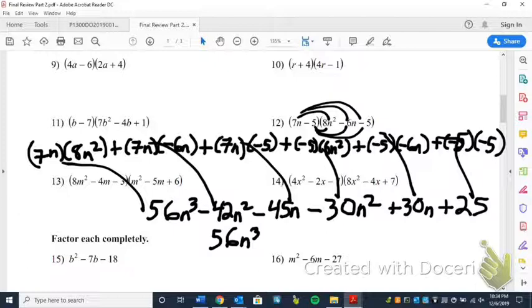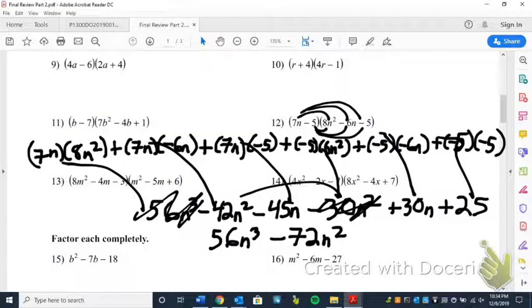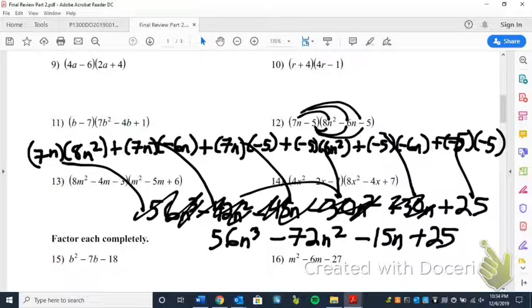We then have two n squareds, negative 42 and negative 30. So that's going to become negative 72n squared. And then we have our n's, that's negative 45 and plus 30. So we get negative 15n plus 25. Now because we have a 2 times 3, we actually are going to end up with 4 terms.